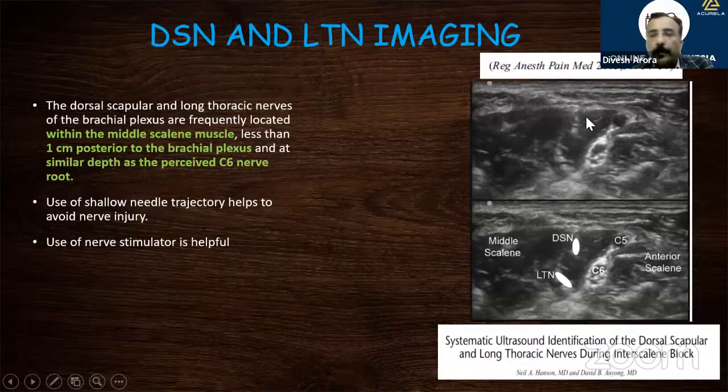Whenever you find some kind of hyperechoic shadows, presume them to be nerves and try to negotiate your needle in such a way that it comes in between these two nerves, or you get above this area. So once we scan a little more, you get above. The certain tips which have been cited in the literature is use a shallow needle trajectory. Instead of getting from here, if you come from this place, you will use a shallow needle trajectory and you will not come in between both these nerves. And use of nerve stimulator is helpful.